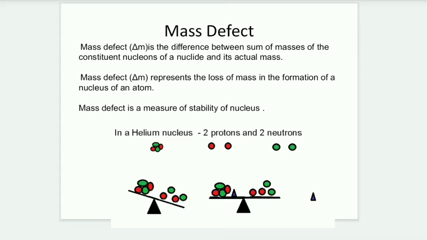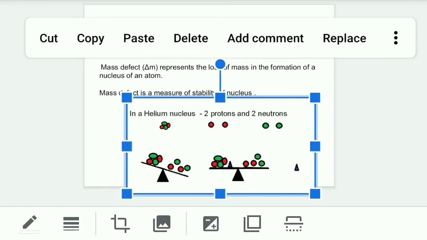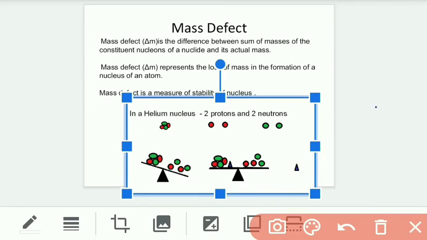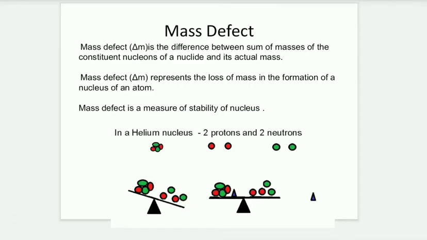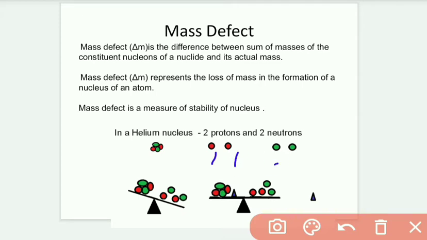Okay, so I can take an example of a helium nucleus. We know that there are 2 protons and 2 neutrons inside the nucleus of helium. Suppose the mass of the nucleons is, as proton is 1, and again this proton is also 1. This is 1 unit, and this is 1 unit. So the sum of the masses of the nucleons should be 4, right?